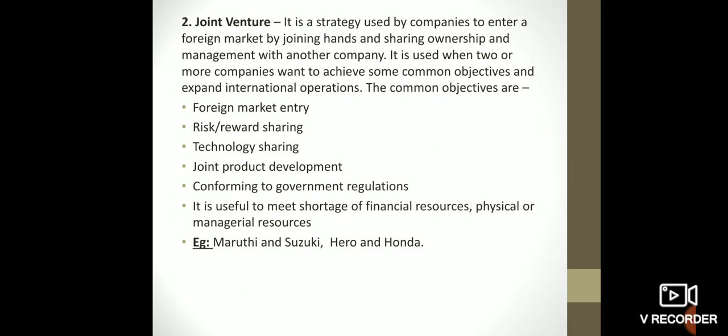To follow the government regulations and to avoid some of the restrictions on foreign companies, a joint venture can be followed. It is also useful to meet the shortage of financial resources. No company is perfect. There will be some shortages and some weaknesses in companies. To meet those shortages or weaknesses, a joint venture can be used. So the weaknesses can be converted into opportunities.